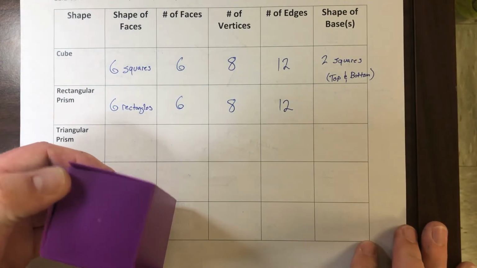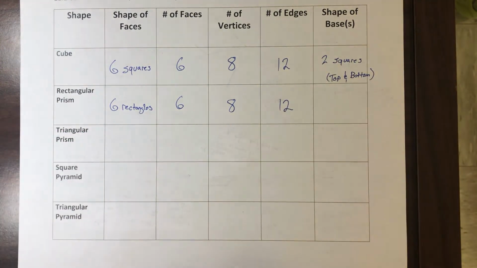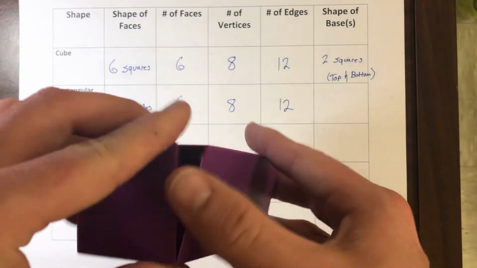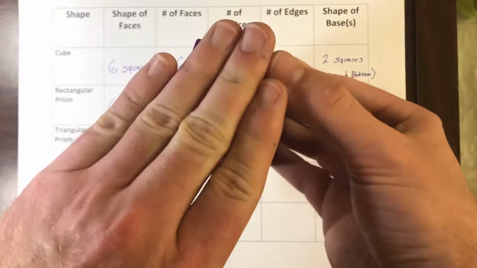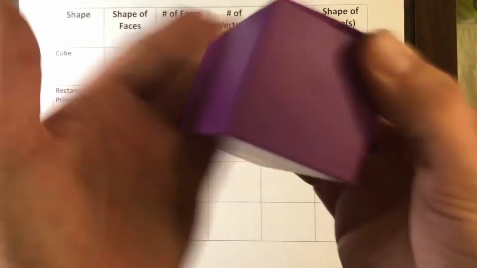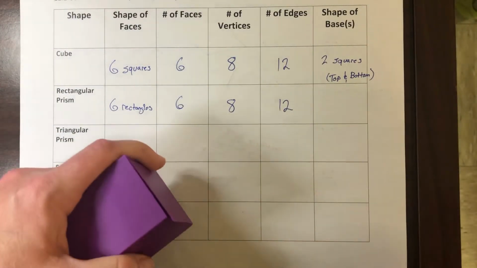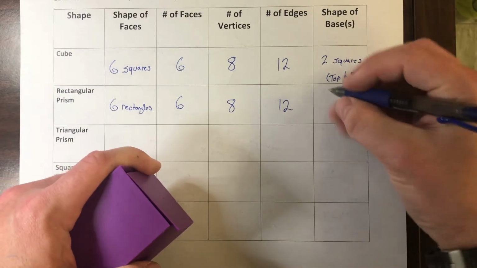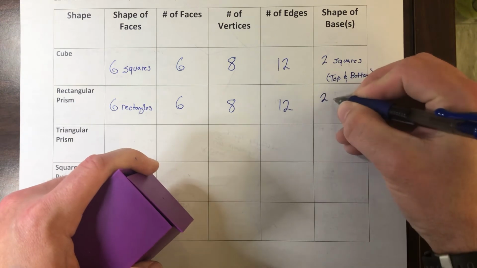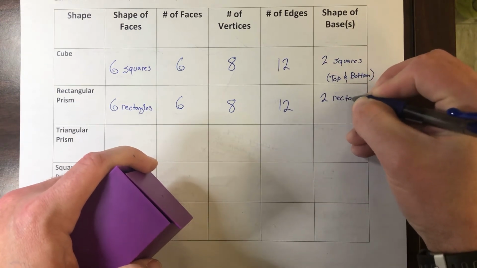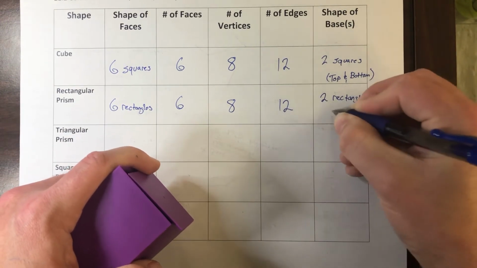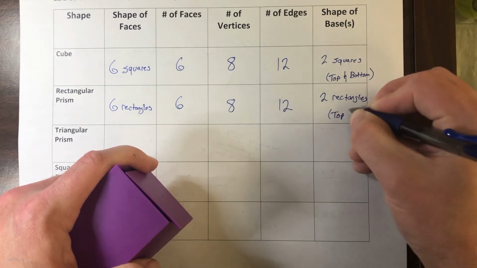What are the shape of the bases? Again, prisms have 2 bases because there will be 2 shapes that are opposite, parallel, and identical to each other. So, top, bottom, both rectangles. So, on a rectangular prism, the shape of the bases will be the 2 rectangles on the top and bottom.